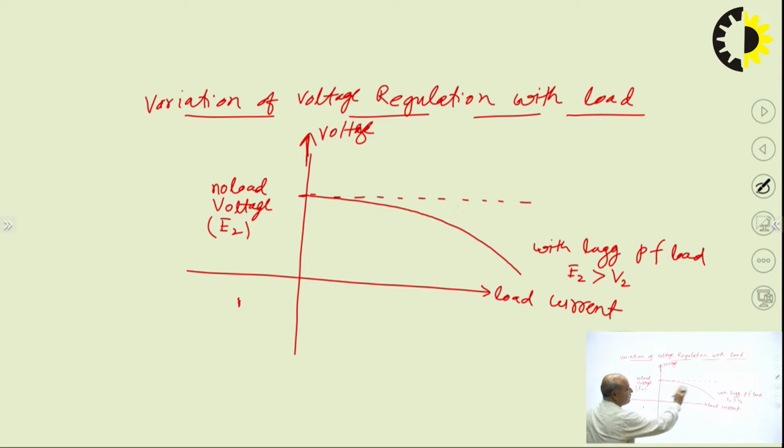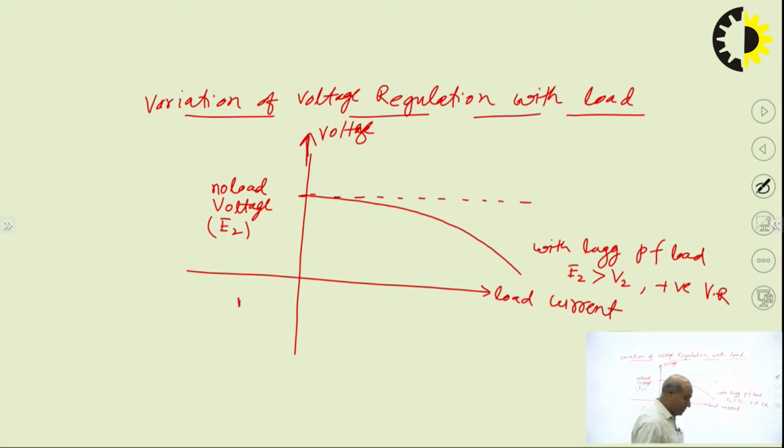With increase in load, the secondary terminal voltage on load decreases. So we get a curve like this, the variation of secondary load voltage with load current. And when E2 is greater than V2, we will get positive voltage regulation.